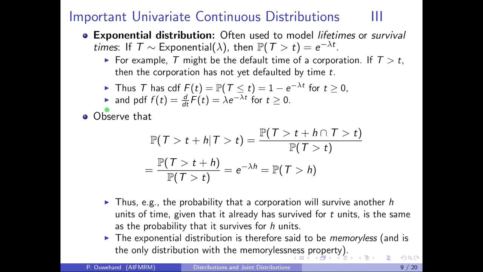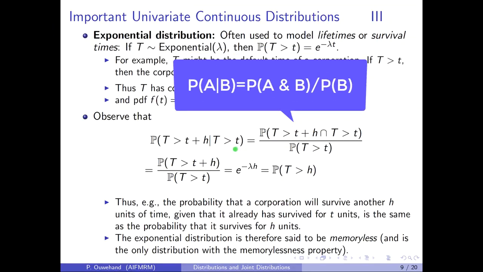Now observe the following interesting property of an exponentially distributed random variable. The probability that capital T is strictly greater than t plus h, given that we know that it is strictly greater than t. In other words, for example, the probability that the corporation will survive at least until time t plus h, given that we know that it has already survived until time t, is by definition of conditional probability given as follows.